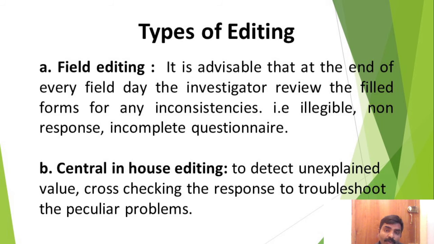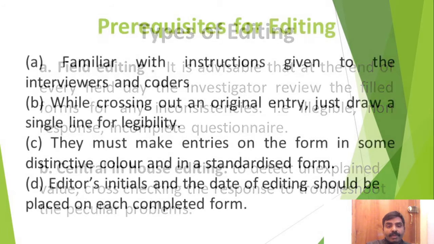The second important type of editing is central in-house editing. To detect unexplained value, cross-checking the response to troubleshoot the peculiar problems. Because most of the time, the information we got from the respondents may not be true. There you need to cross check the response to identify the peculiar problems as we have identified in the other example.